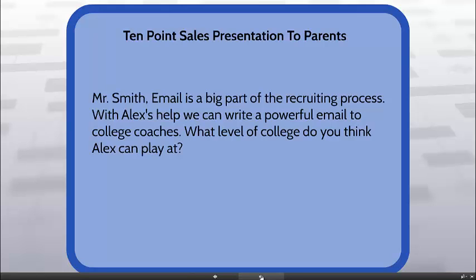Once again, I'm explaining what we can do for them. And then I'm asking them, where do you think your son can play? Can he play Division I ball, Division II, NAIA, Division III, junior college? Tell me. I want to know. The parents will get to talking again and start sharing valuable information. And as a scout, you're sitting there absorbing all of this information, because the more they tell you, the easier it will be for you to close the sale.